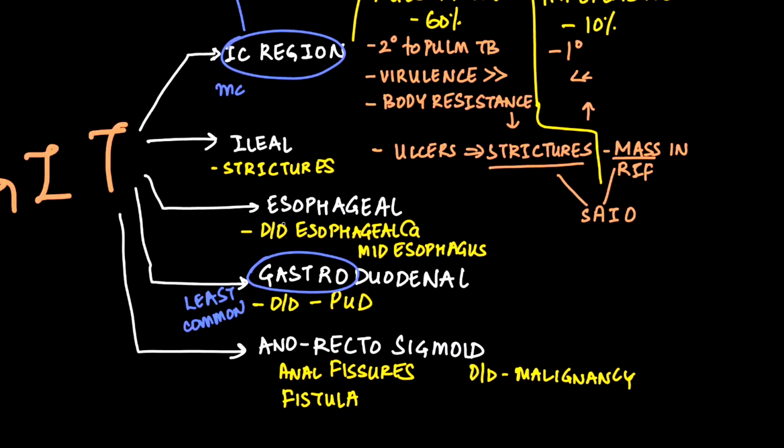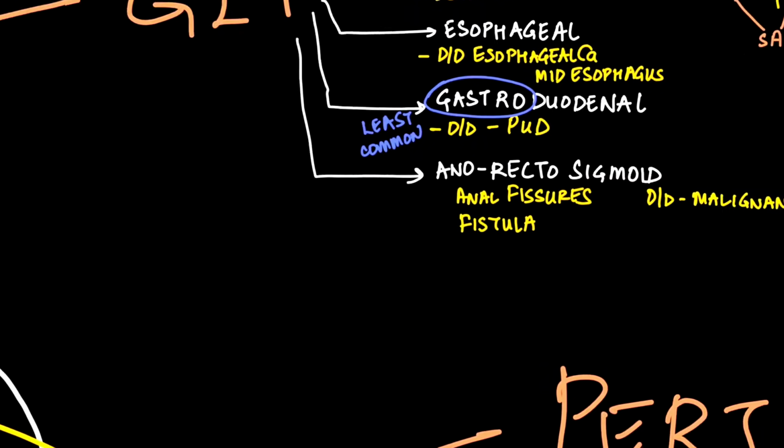Esophageal tuberculosis presents in the mid-esophagus with dysphagia and odynophagia, and the differential diagnosis is esophageal malignancy. The gastroduodenal type is the least common, the differential diagnosis is peptic ulcer disease, and patients can present with gastric outlet obstruction. Another type is the anorectosigmoid, where patients present with anal fissures, fistula, and the differential diagnosis is malignancy.